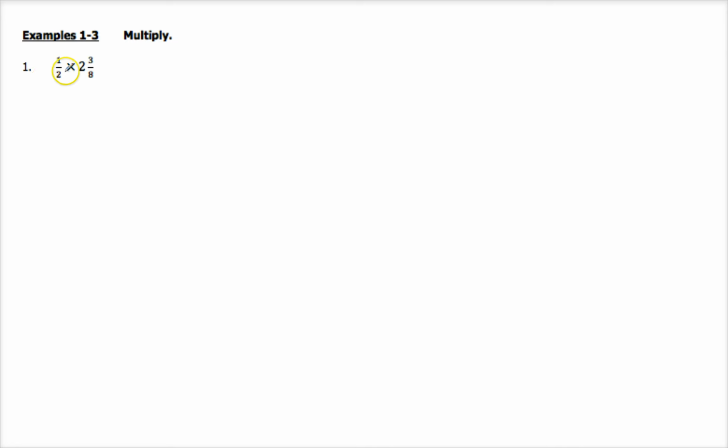So this example, I have 1/2 times 2 and 3/8. 1/2 I can leave alone because it's already a proper fraction. But then my mixed number 2 and 3/8 I need to change to an improper fraction. So I'm going to do that by, again, multiplying my denominator times the whole number. 8 times 2 is 16. And then I'll add in the numerator, 3, so that will give me 19. So this gives me 19 over 8.